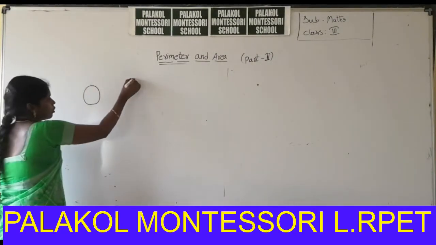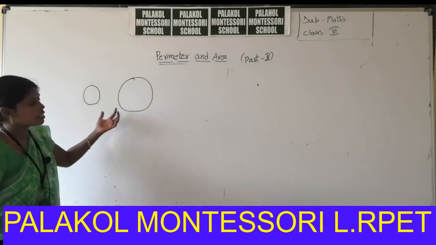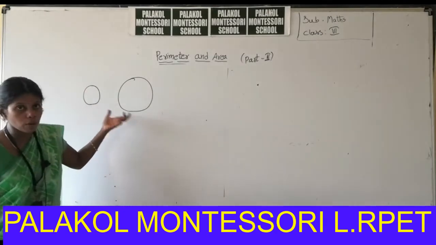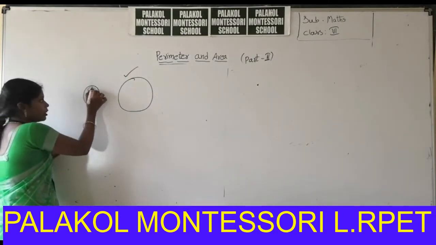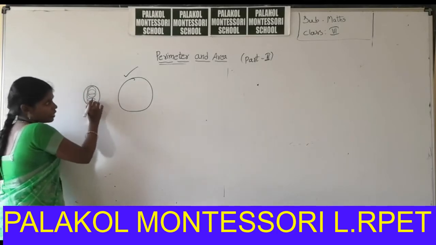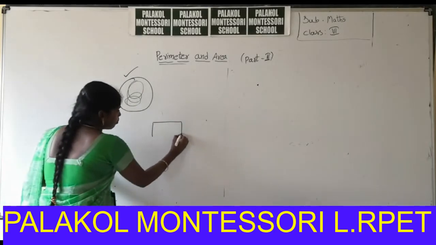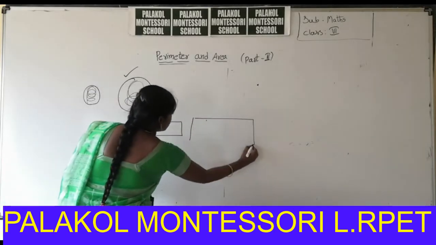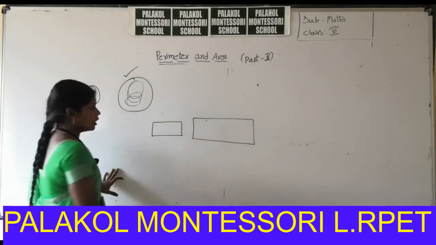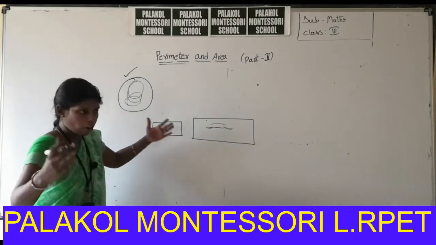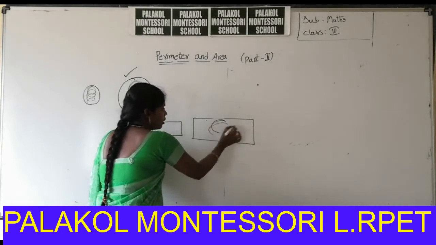This is a circle, and you can take another circle. In these two shapes, which figure occupies more space? Yes, this occupies more space. So we can compare this figure, which has the small area, with this figure. In the same way you can take another example. In these two rectangles, which rectangle occupies more space? We can compare the areas.